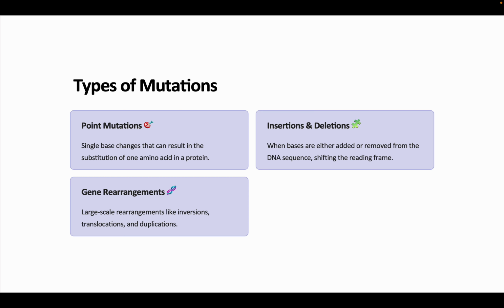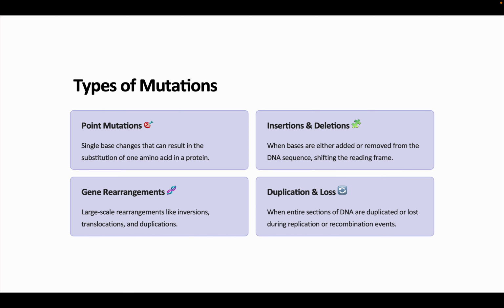Sometimes when there is gene rearrangement during recombination, there can be an inversion, like the complete reverse of what we want, duplications, or translocation. Like, instead of one copy, we have two copies of a gene. So this can also cause mutations. Another one is loss or duplication, which is almost the same as insertion or deletion, but in insertion or deletion, specific bases are inserted or deleted. In duplication, the entire section is duplicated or lost completely during recombination.